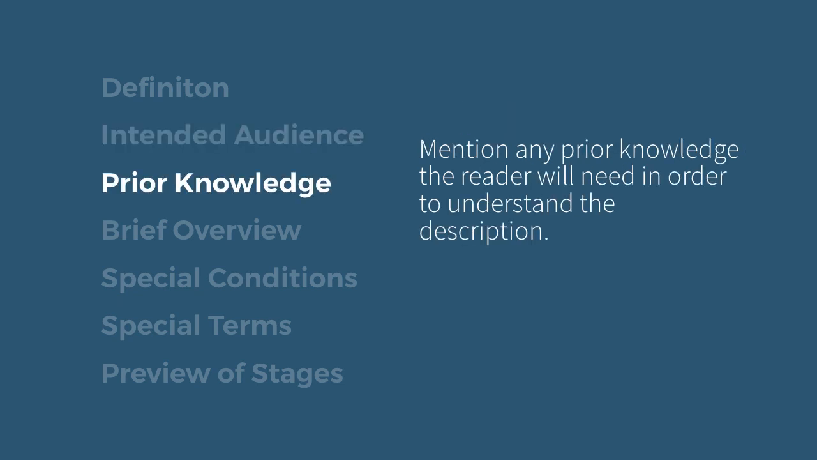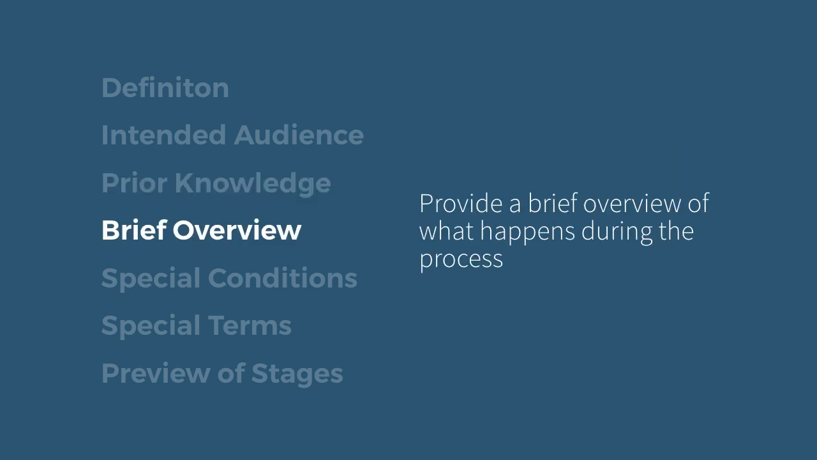Then something new, which is prior knowledge. Prior knowledge is anything that you expect your reader to know before they read your process description. So it's something that they need to know to understand the process, but you're not going to explain it to them. You expect them to know that before they start reading your process description. Then we have a brief overview, and this is basically like a general description for the process. 2 or 3 sentences that sum up the whole process.